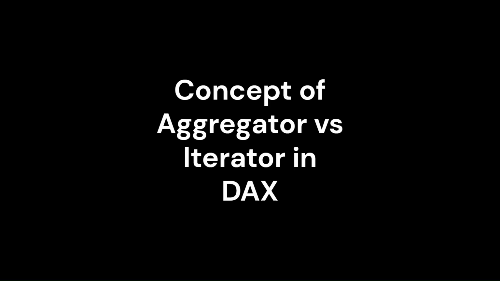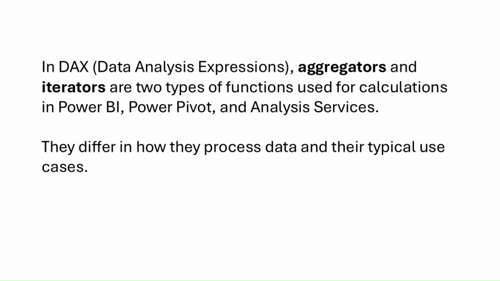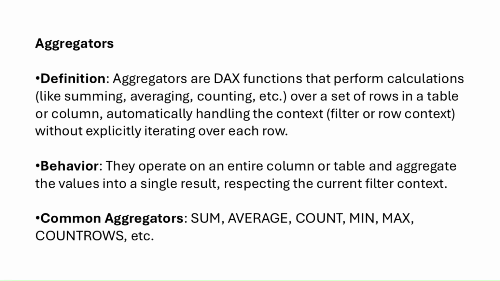Concept of aggregator versus iterator in DAX. In DAX, Data Analysis Expressions, aggregators and iterators are two types of functions used for calculations in Power BI, Power Pivot, and Analysis Services. They differ in how they process data and their typical use cases. Aggregators. Definition: aggregators are DAX functions that perform calculations, like summing, averaging, counting, etc., over a set of rows in a table or column, automatically handling the context, filter, or row context, without explicitly iterating over each row.